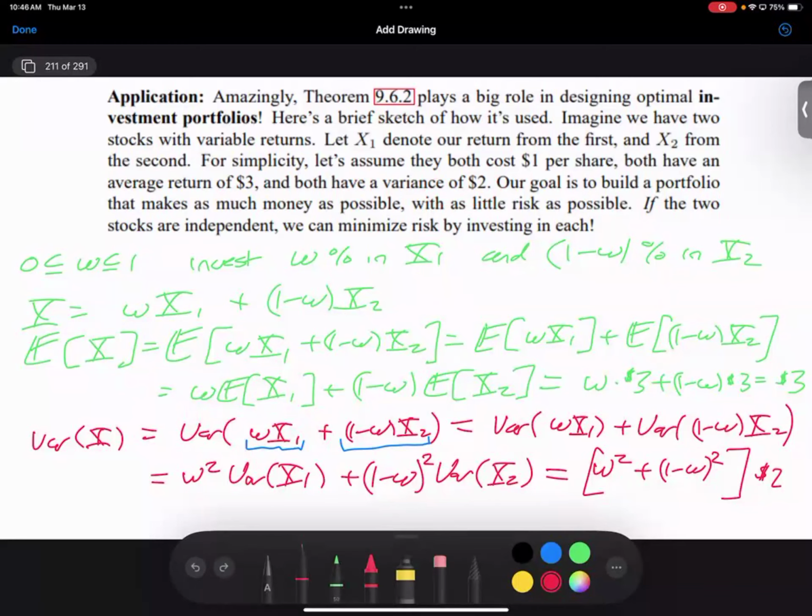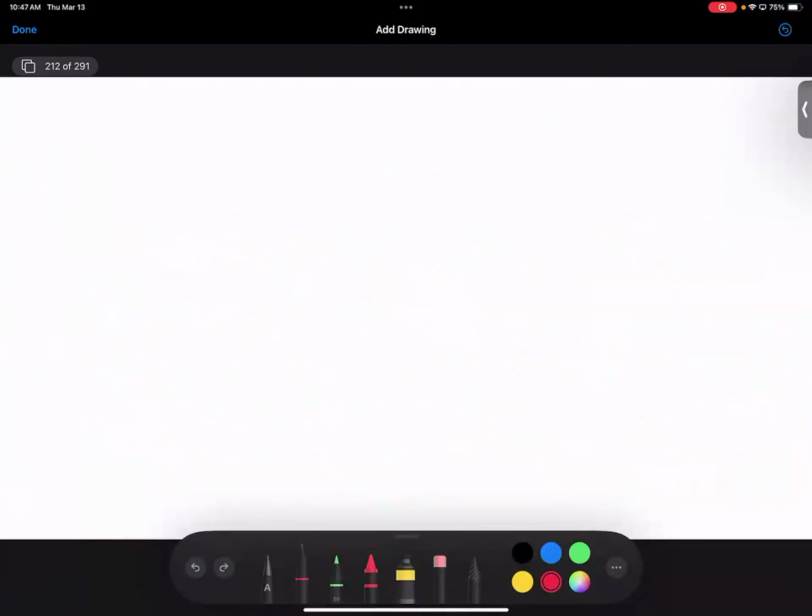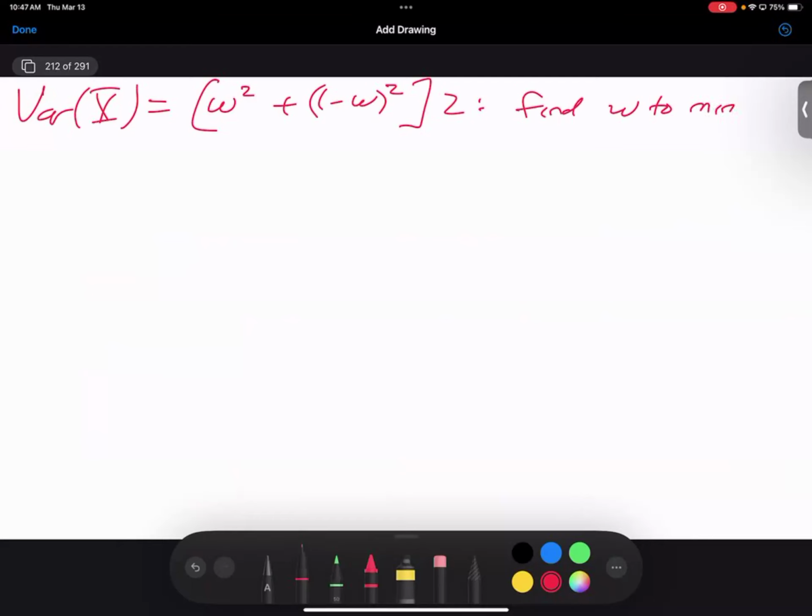But so now, what W should I choose? Does it matter which W I choose? So variance of X is W squared plus (1 minus W) squared times 2, find W to minimize. Now, if we minimize the variance, we're lowering our risk of getting a small return. Is that good? What are we giving up? Getting a high return.